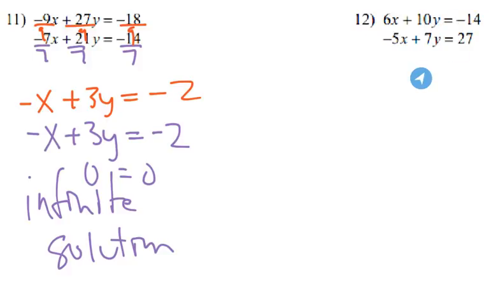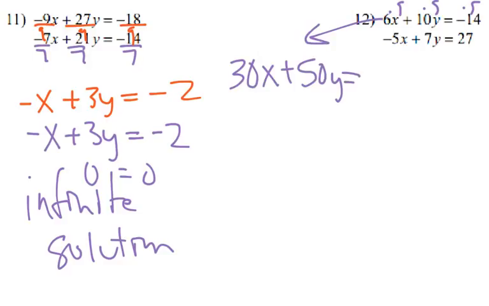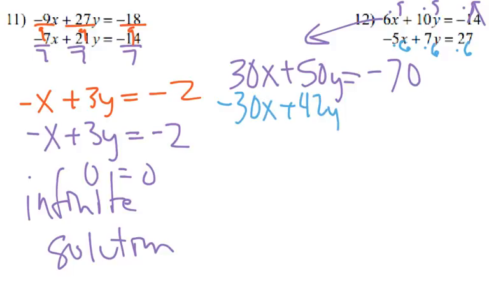So, let's see. 5 and 6 can become 30. That's probably going to be our best bet. So times these by 5. So we get 30x plus 50y equals 4 times 5 is 20, negative 70. Then we multiply this by 6. So negative 30x plus 42y equals, that's what, 2, 4, 12, 162.